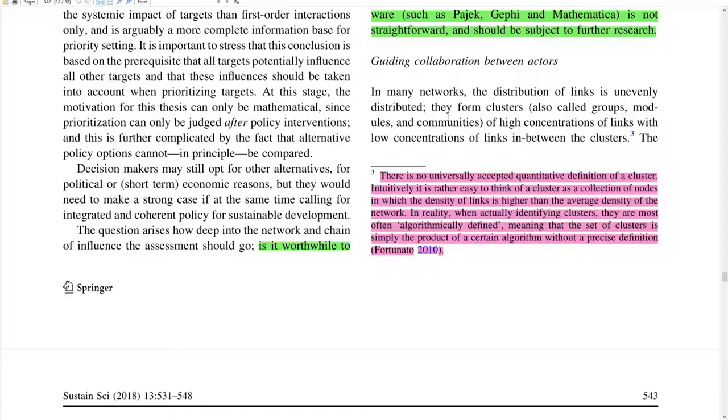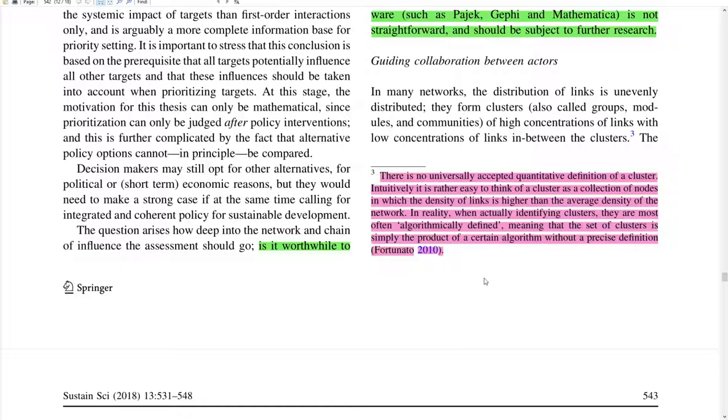Now they're going to introduce the concept of clusters, which are concentrations of nodes. There's no universally accepted quantitative definition of a cluster. Intuitively, it is rather easy to think of a cluster as a collection of nodes in which the density of links is higher than the average density of the network. In reality, when actually identifying clusters, they are most often defined, meaning that the set of clusters is simply the product of certain algorithms without a precise definition.